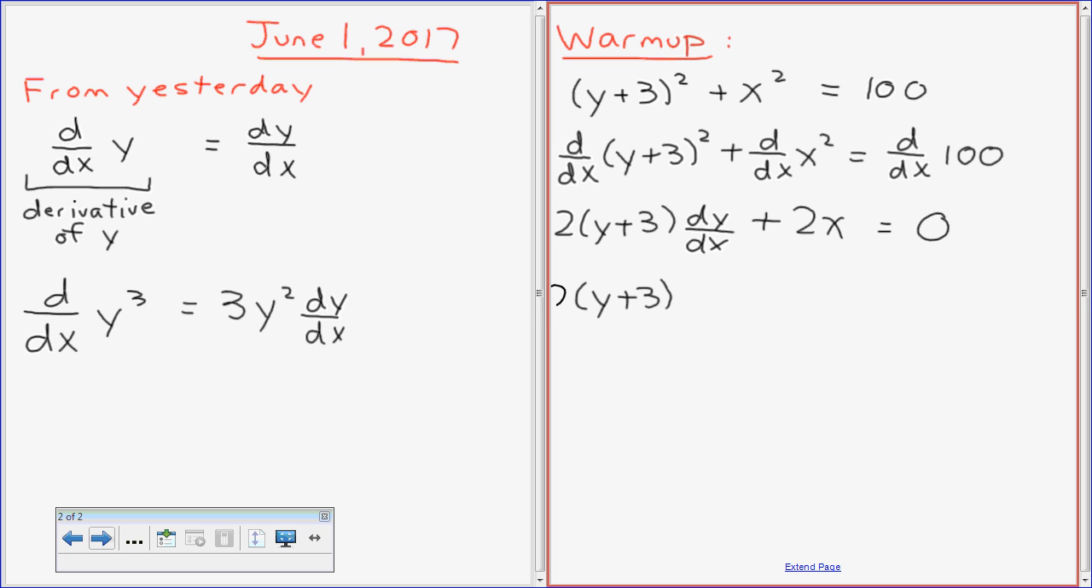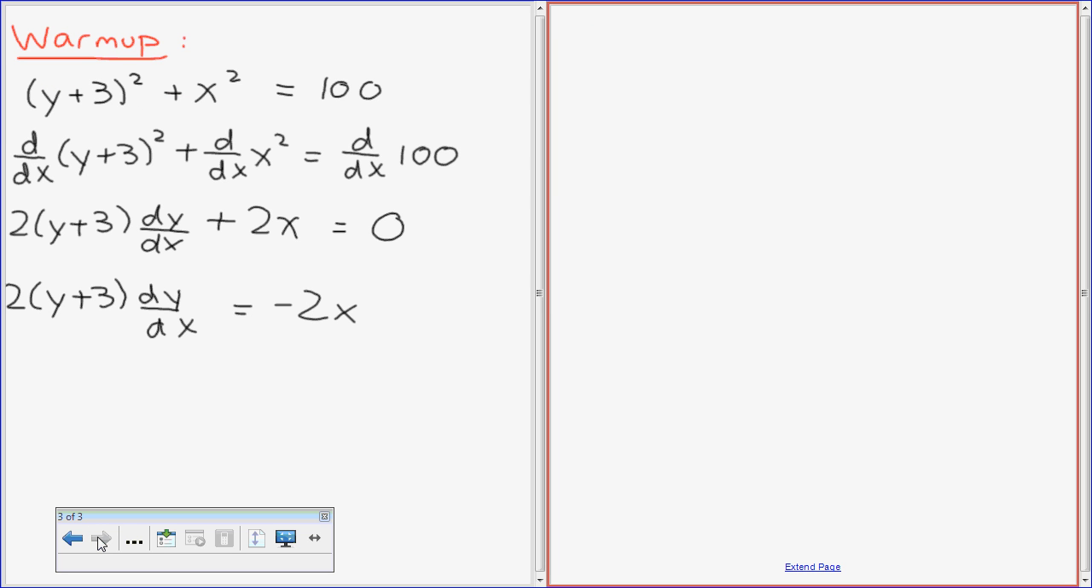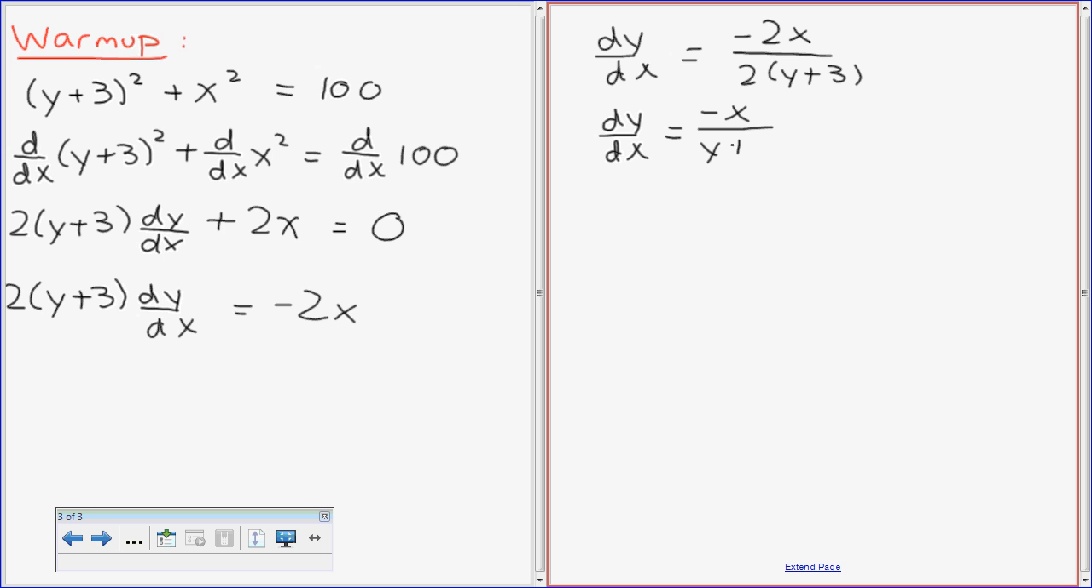So I'm going to call that y plus 3. Actually, I'll do it in 2 steps. Not that you guys aren't capable of doing that intellectually, but if I do that, people are going to say, what just happened? Okay, so it's going to be dy by dx equals negative 2x over 2y plus 3, so dy by dx equals negative x over y plus 3. That's it. Good.